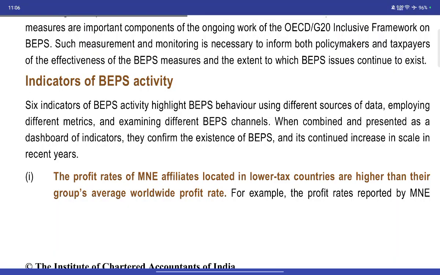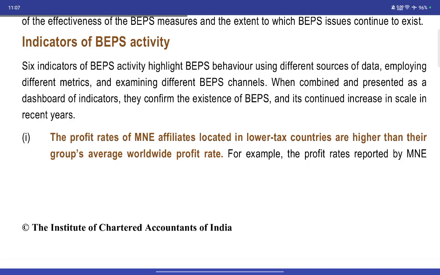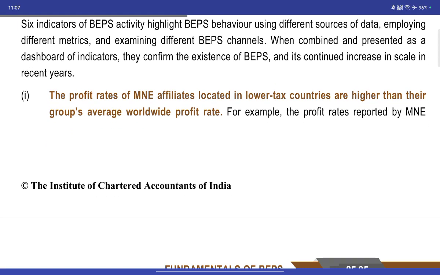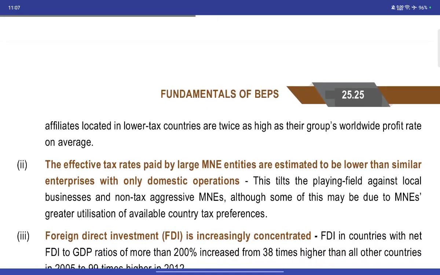Indicators of base erosion and profit shifting activity. The six indicators of BEPS activities highlight BEPS behavior using different sources of data, employing different measures, and examining different BEPS channels. Combined and presented on a dashboard of indicators, they confirm the existence of base erosion and profit shifting, which continues to increase in scale in recent years. The profit rates of multinational enterprise affiliates located in lower tax countries are higher than the group's average worldwide profit rate. For example, the profit rate reported by the multinational enterprise affiliates located in lower tax countries is twice as high as the group's average worldwide profit rate.